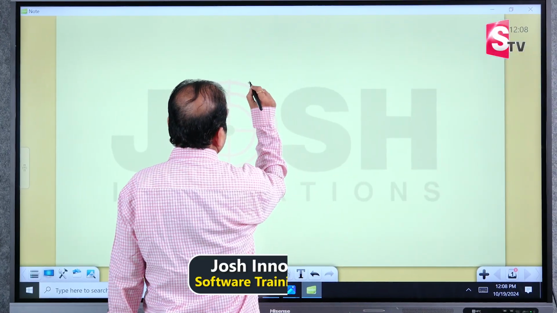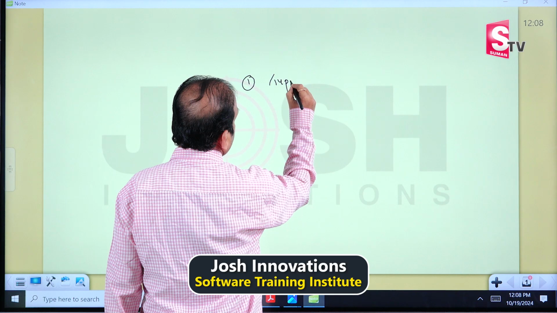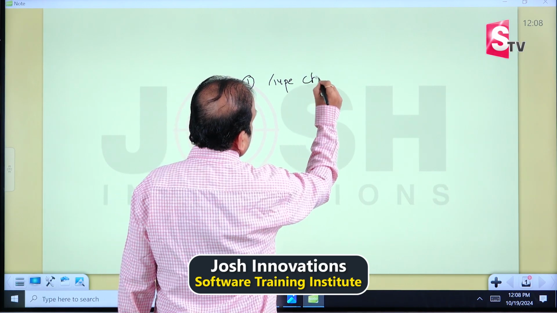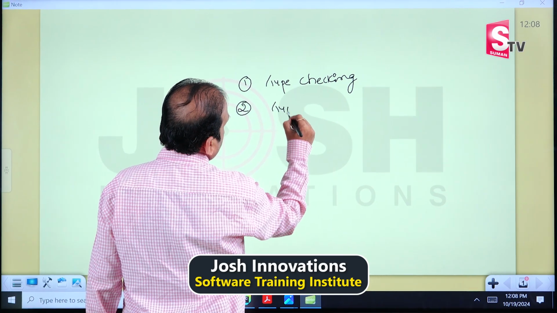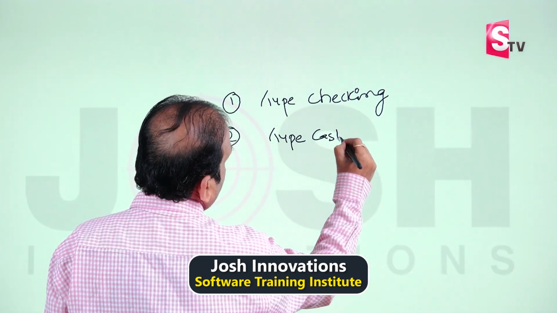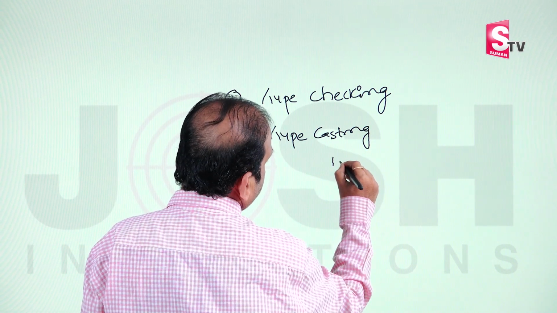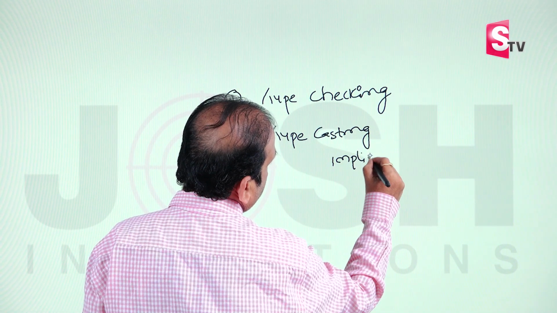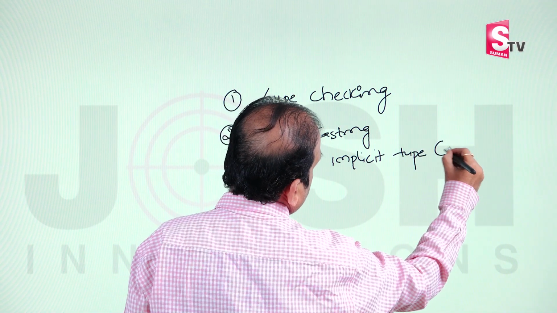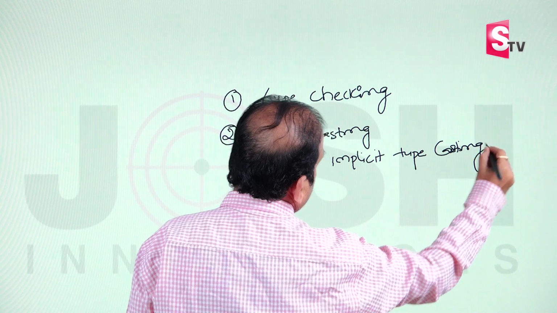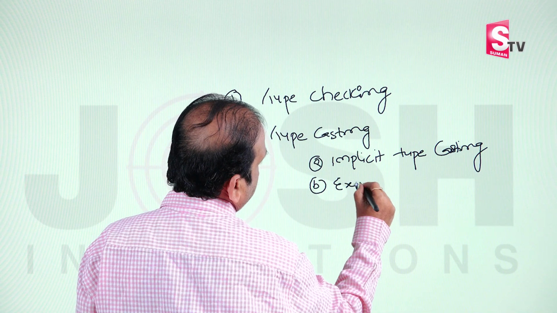Today's concepts are, the first one is type checking: how to check the data type. Second, typecasting. So we have implicit typecasting and explicit typecasting.